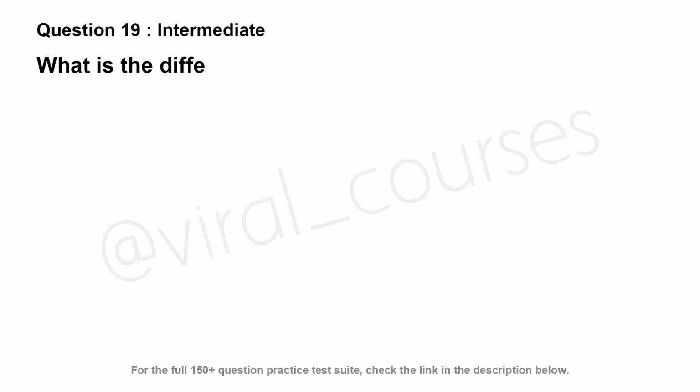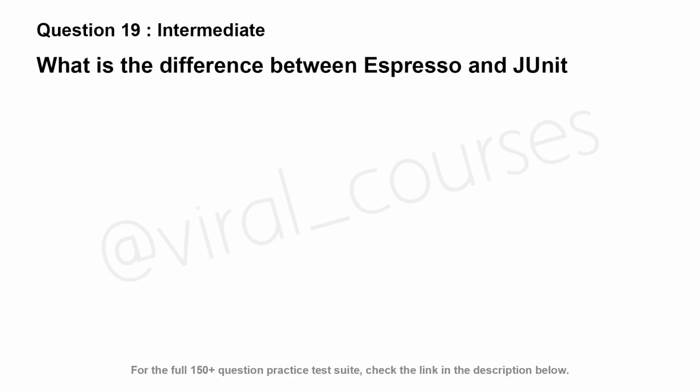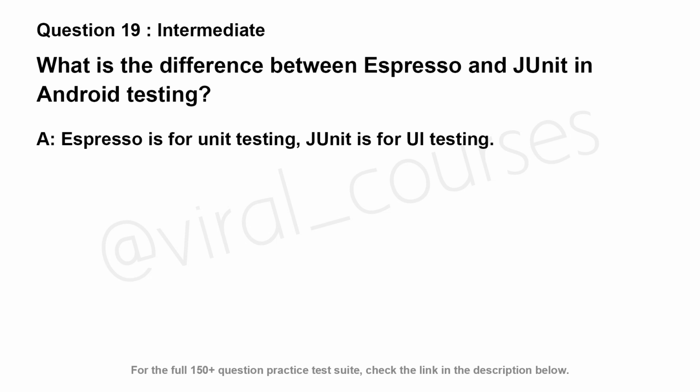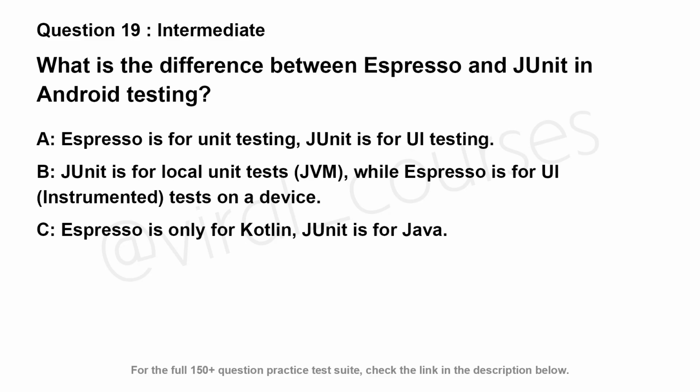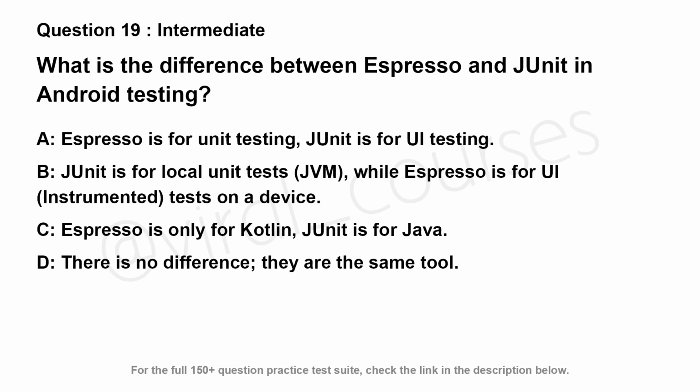What is the difference between Espresso and JUnit in Android testing? Option A, Espresso is for unit testing. JUnit is for UI testing. Option B, JUnit is for local unit tests, JVM, while Espresso is for UI, instrumented tests on a device. Option C, Espresso is only for Kotlin. JUnit is for Java. Option D, there is no difference. They are the same tool.